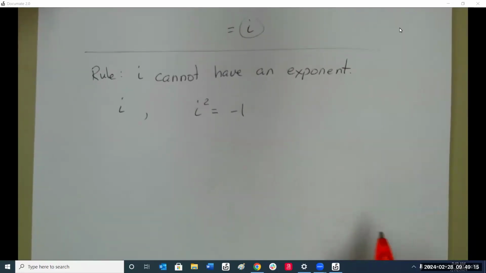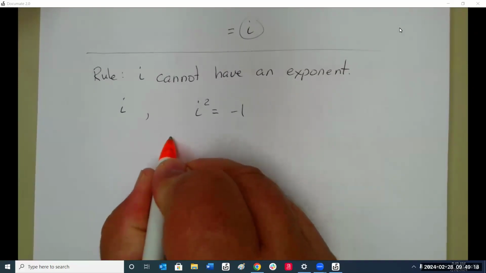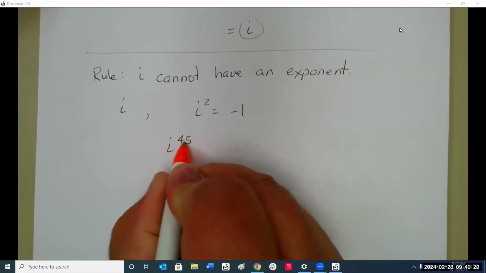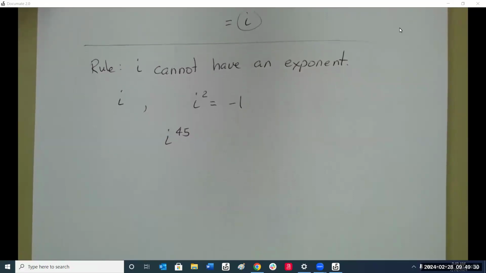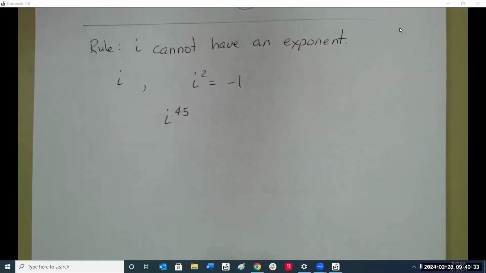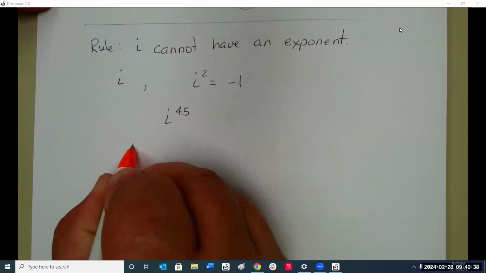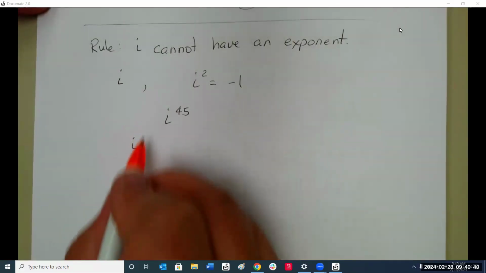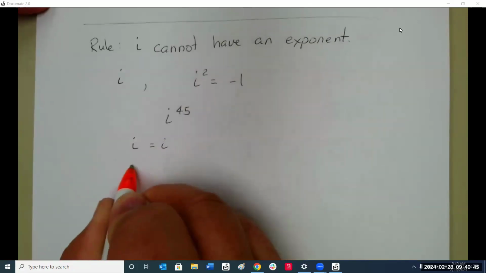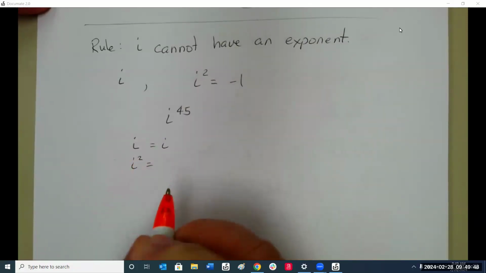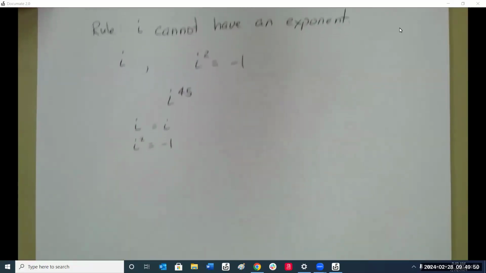So the question here would be, what would that be? Let's look at the pattern here. Okay, this next part's going to take some time to build it out. Bear with me. I'm going to do it 8 times. So we know the first one is i. That's i to the first. We know that i equals i. We know that i squared is -1.